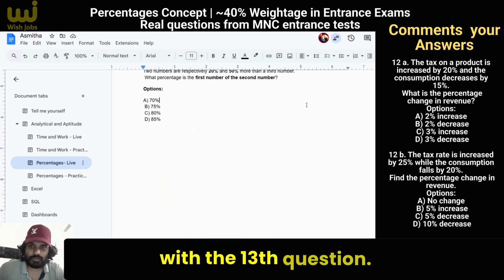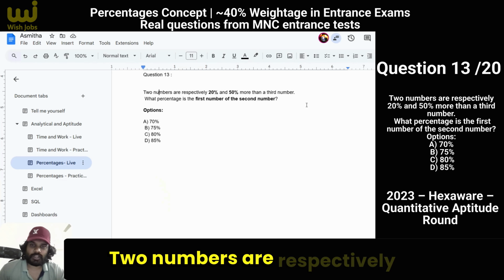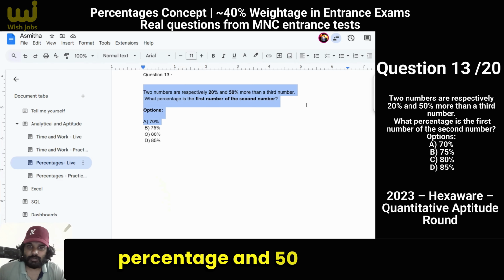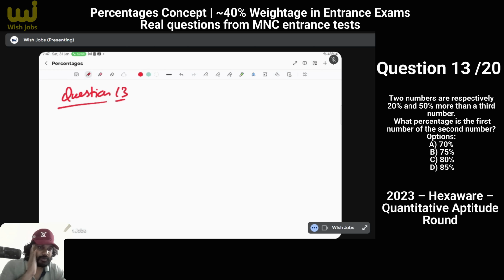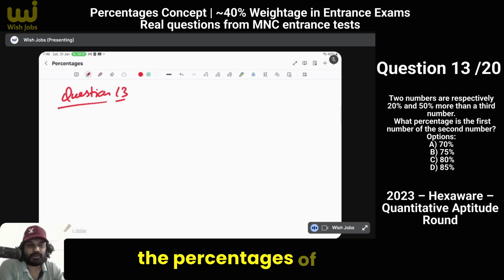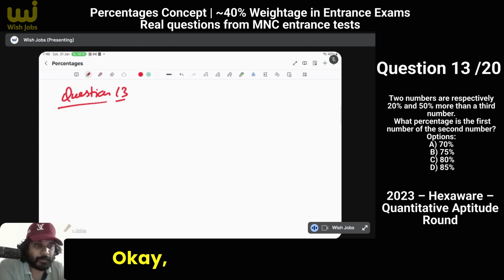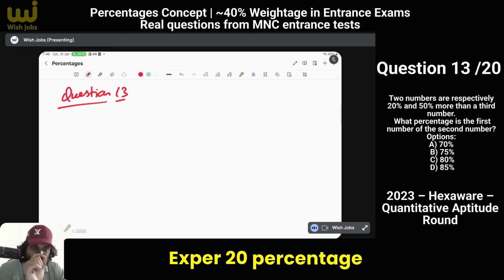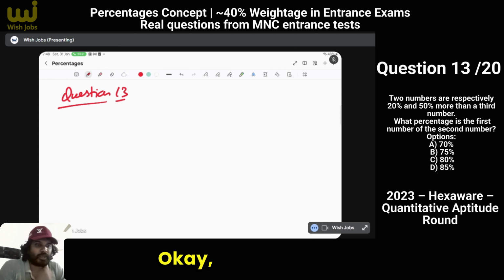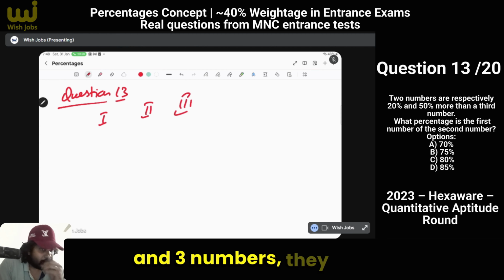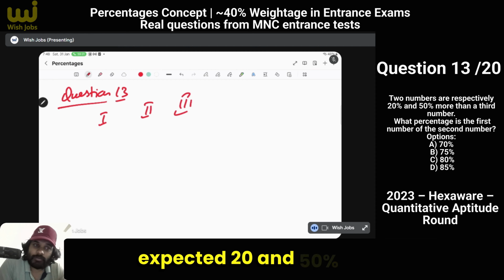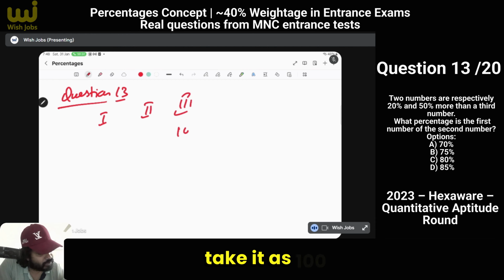So we are starting with the 13th question. Two numbers are respectively 20% and 50% more than the third number. What percentage is the first number of the second number? So we just need to find the percentage of the first number to the second number. So if you take 1, 2 and 3 numbers, they are saying the first two numbers are respectively 20% and 50% more than the third number. So the third number, if you take it as 100, the first number is 120, the second number is 150.